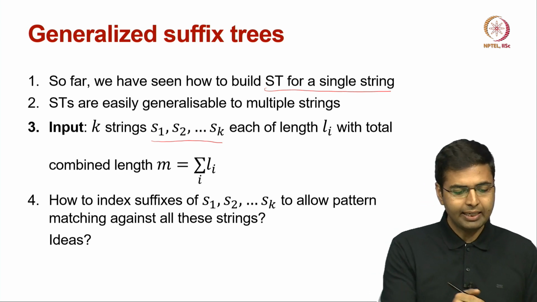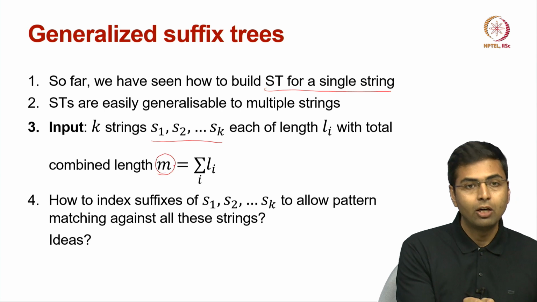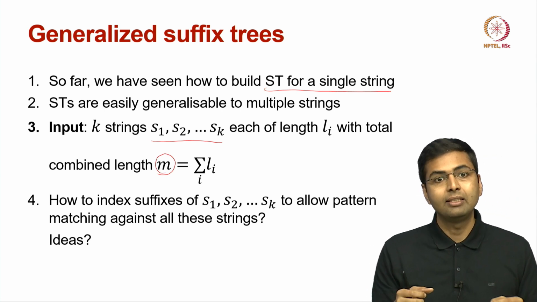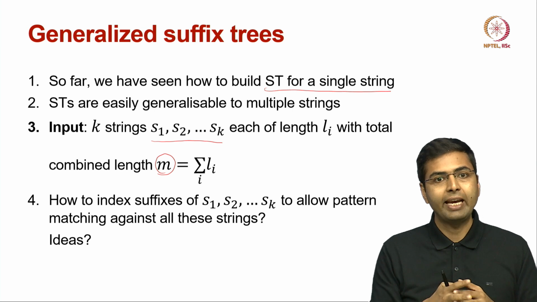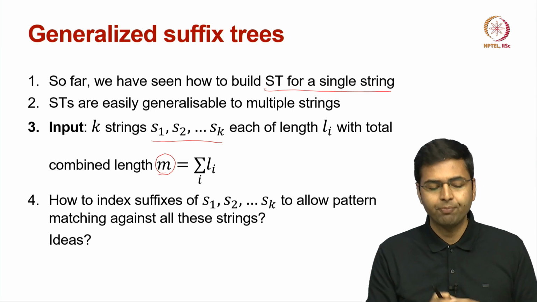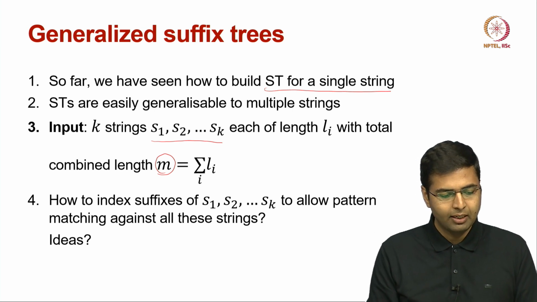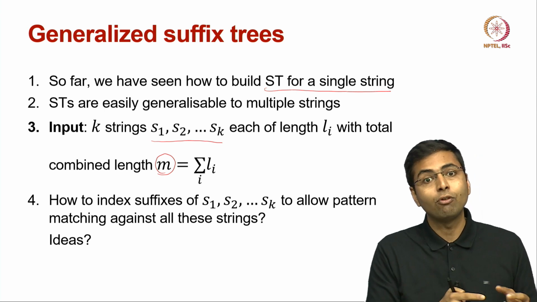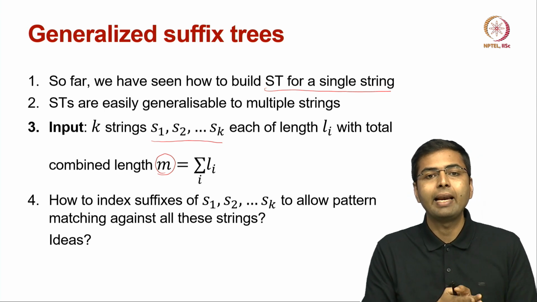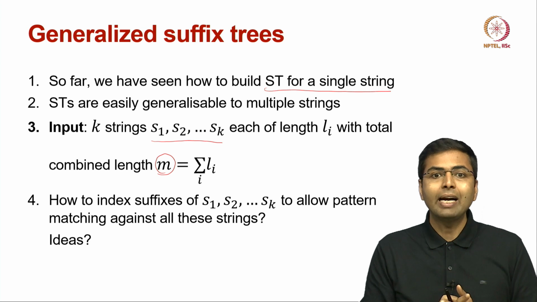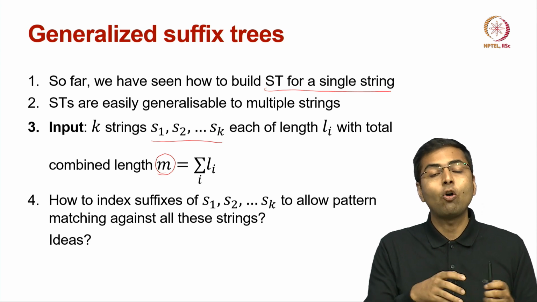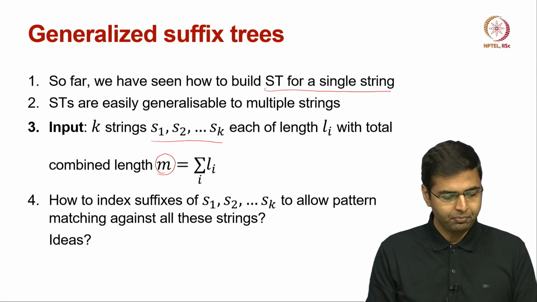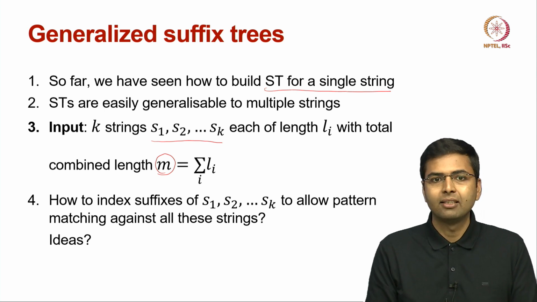We will consistently use this symbol m to denote the combined length of these strings. So, this is the summation of the lengths of all the k strings s1 till sk. The goal of generalized suffix trees is to index the suffixes of all these strings s1 till sk, so that we can allow pattern matching against all these strings. So, how do we do that?